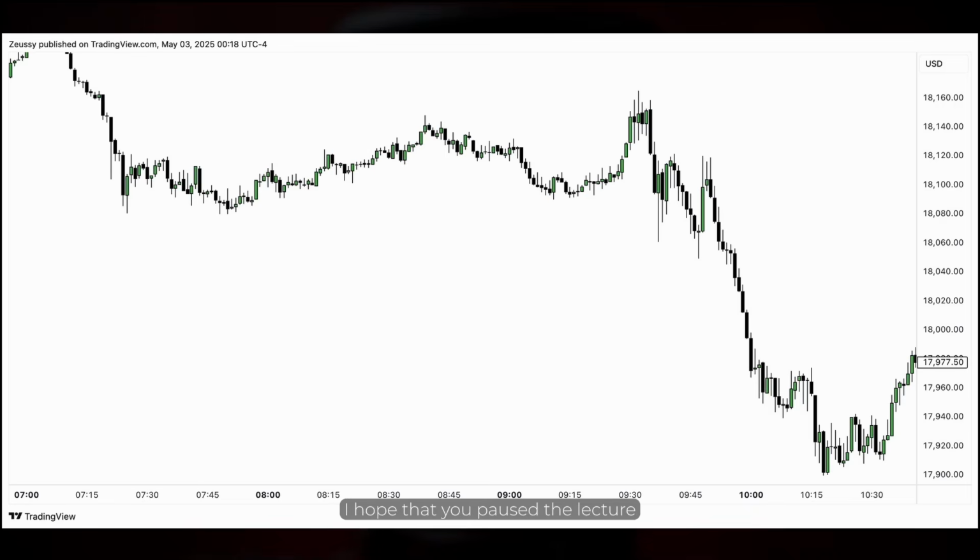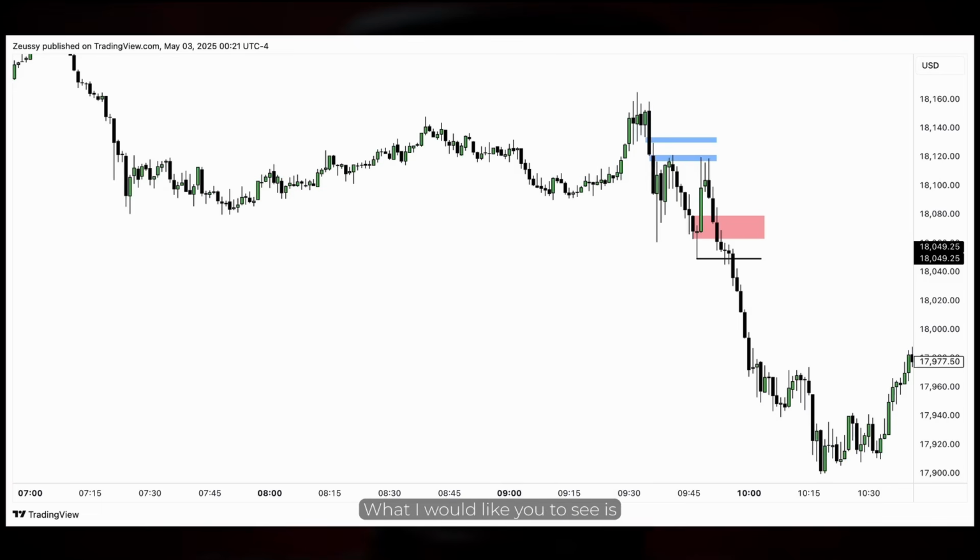I hope that you paused the lecture because I'm now going to add my lipstick to the chart. What I would like to see is that inside of this delivery, the market was consolidating right here. We then see it expand towards the upside and we see this high form right here. We then see the market expand lower aggressively, and do you see that throughout this expansion towards the downside, there are 2 imbalances which get created? We see one imbalance form up here, and a second imbalance right below it.